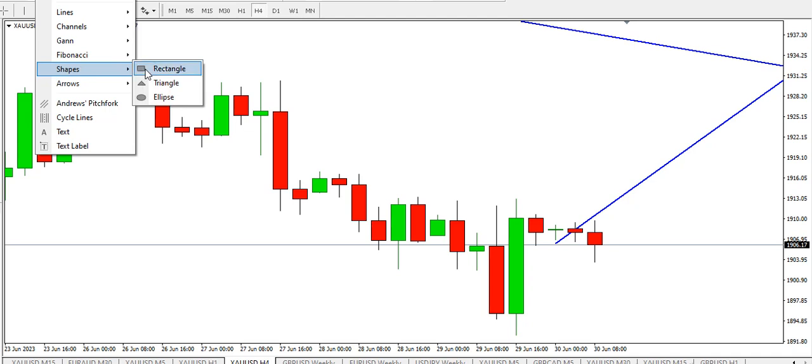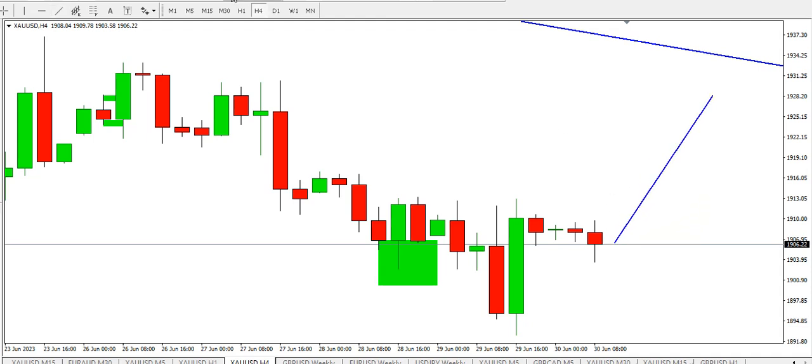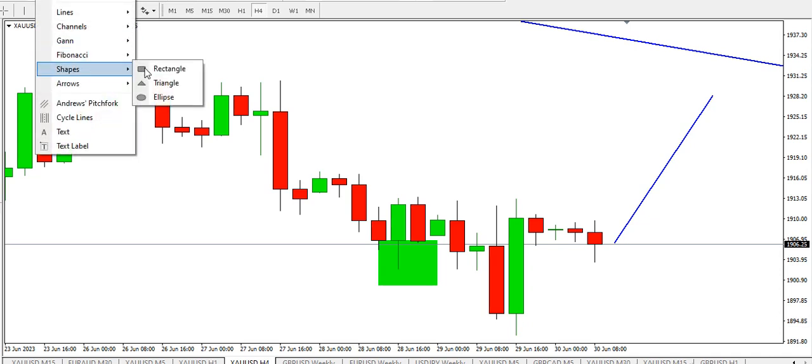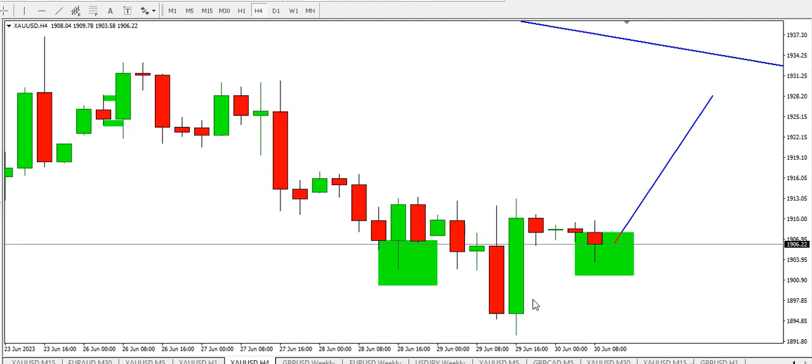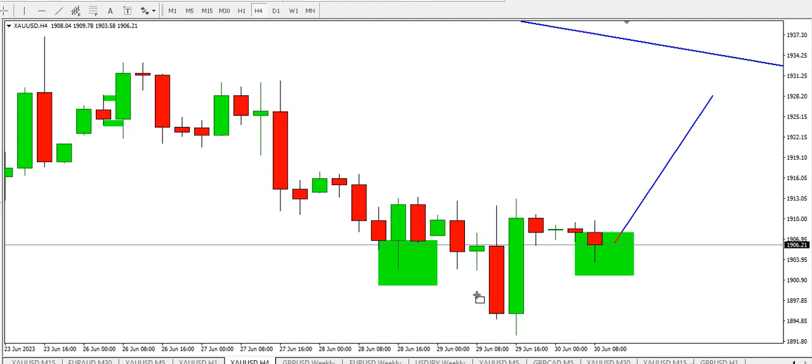an inverted head and shoulder, where this will be our left shoulder, and we might likely have the right shoulder form on the right side. We might likely have a right shoulder form around here, for us to have something like this. This will be our right shoulder for the inverted head and shoulder, and of course this is going to be the head. So for now, look for buying opportunities on gold. It's advisable for you to look for buying opportunities on gold.